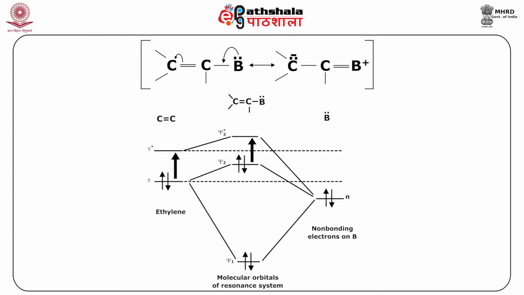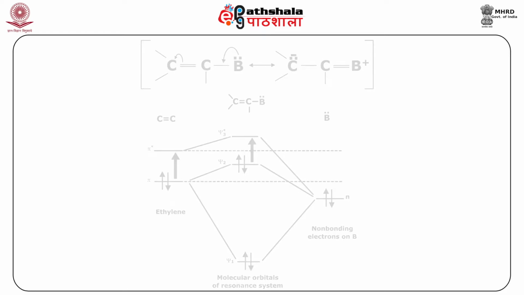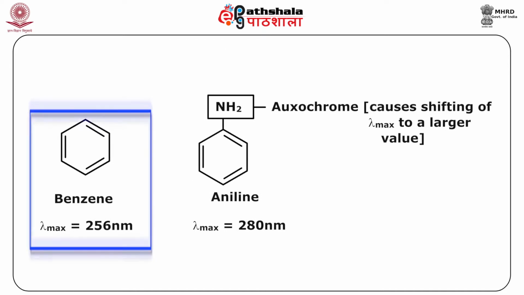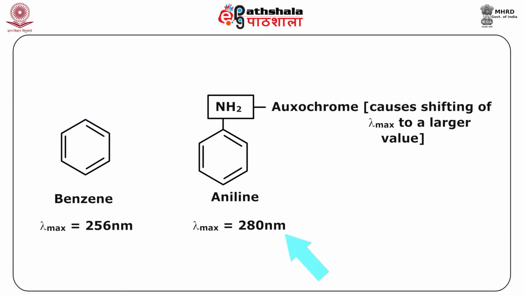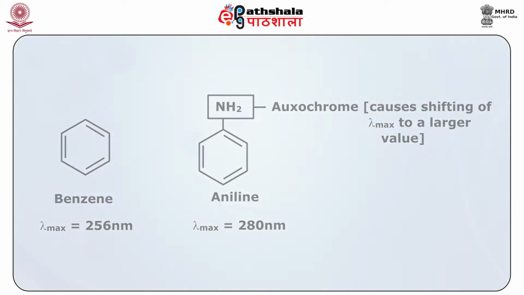Actually, the combination of chromophore and auxochrome behaves like a new chromophore having a different value of absorption maxima. For example, as you can see, benzene shows lambda max at 256 nanometer, whereas aniline shows lambda max at 280 nanometer. So, the addition of the NH2 group has increased the lambda max value. Hence, the NH2 group acts as an auxochrome and causes the shifting of lambda max to a greater value.